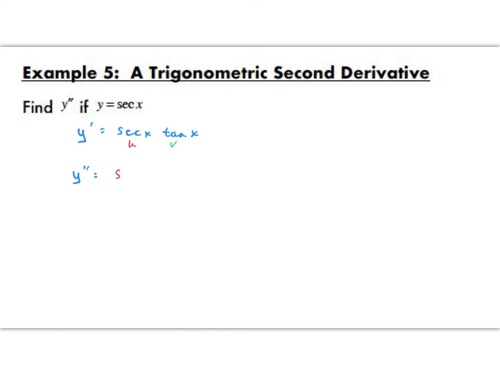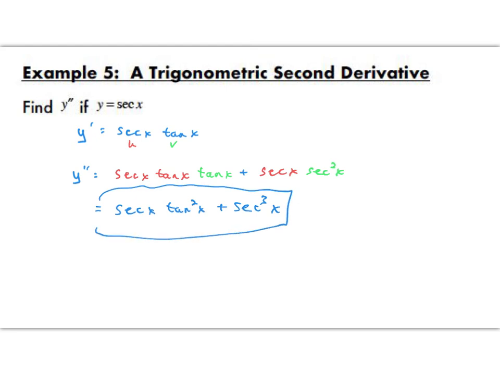So u prime will be secant x tangent x, times v, which is tangent x. And then u is going to be secant of x. And then v prime should be secant squared of x. Okay, a little bit of cleanup here will give us secant of x, tangent squared of x, and then 3 powers of the secant in that other term. That wasn't too horrible at all. I think you'd agree that was pretty calm and tame.